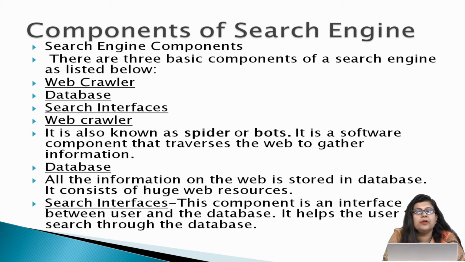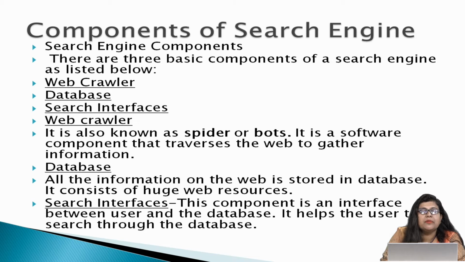Next, coming to the components of a search engine. What are the basic components of a search engine? The first component is the web crawler, next is the database, and third is the search interface. What do you mean by a web crawler? What is the role of a web crawler? A web crawler is known as a spider or bot. It is a software component that traverses the web to get the information.